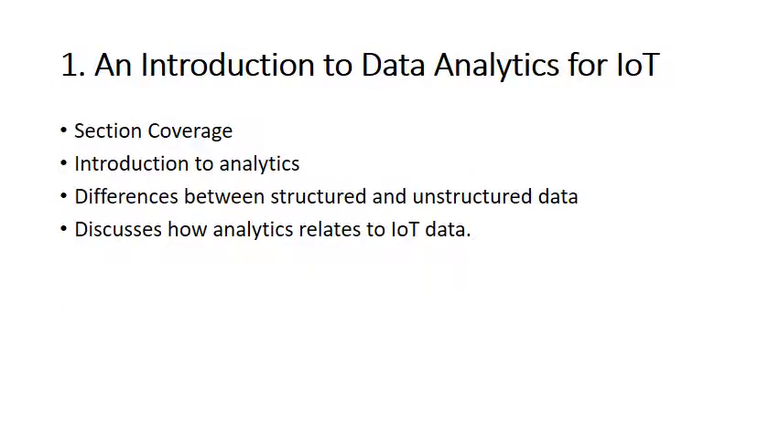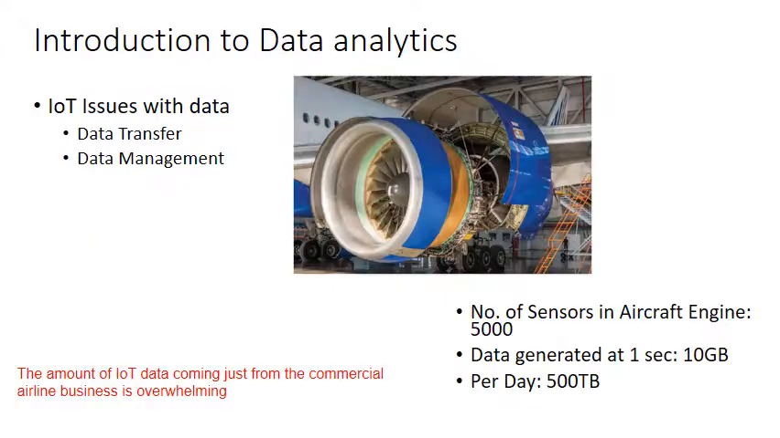The first part contains sections like what the importance of analytics is, why we need it, what the different types of data available are, and so on. Introduction to analytics: why do we need analytics? Because IoT is used in very critical applications like healthcare, aircraft, and other applications.